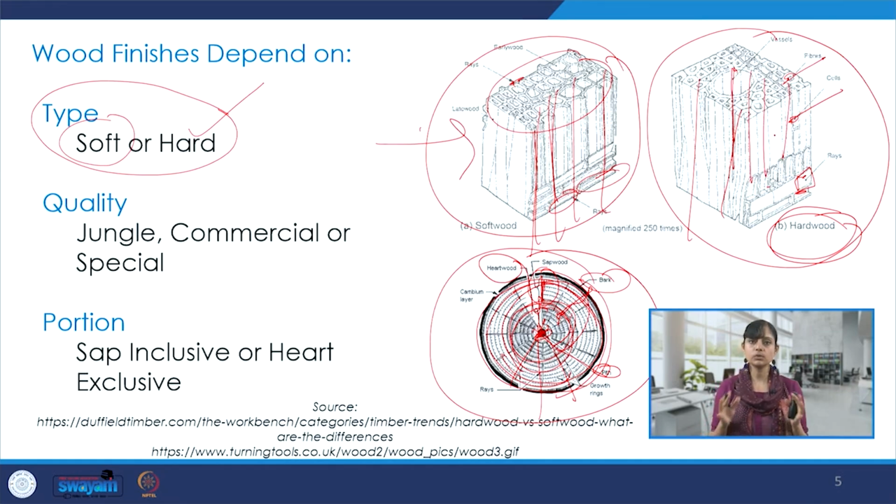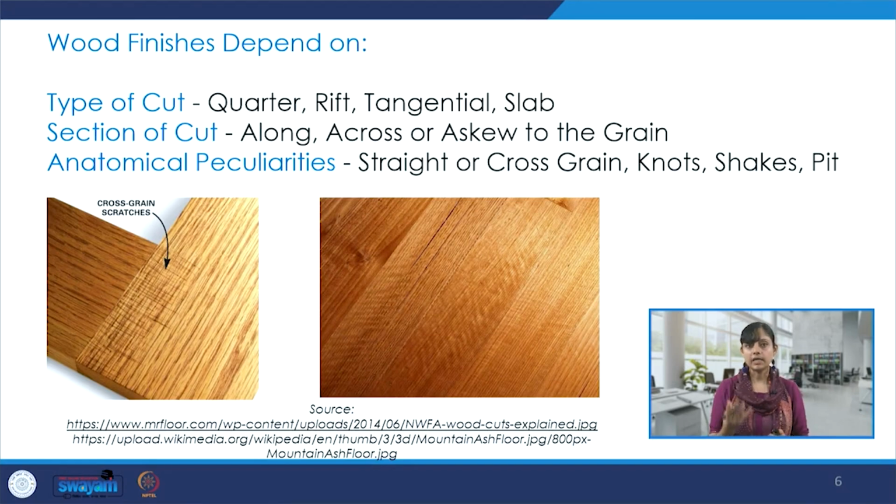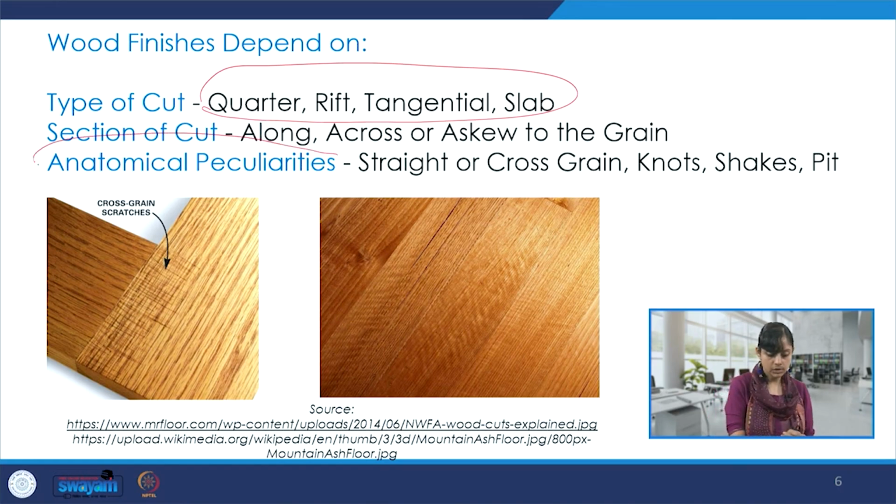So this is to understand the anatomy, and then of course the wood finish also depends on the quality of wood, whether it's a commercial wood or it is taken from the jungle or forest. Which portion, like I was talking about, whether it is sap inclusive or heart inclusive or heart exclusive or sap exclusive, and so on. We also have to understand the types of cut that a wood can take. So the popular ones are the quarter cut, the rift one, the tangential, and the slab. And the section of the cut, whether we are cutting along the grains of the wood or across the grains of the wood.